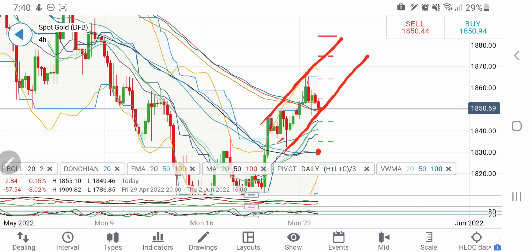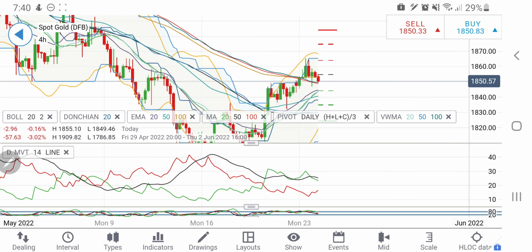But yes, 1836 also should provide a support, that is a stronger level, and then below that it can fall. At the same time, till the time it trades above 1847, and yes, if it breaks 1855, we can see a bullish reversal, and then it will try to hit 1860, 65, and then it can try till towards 1871 levels. So in between 1847 and 1855, I will not recommend you to take a position.